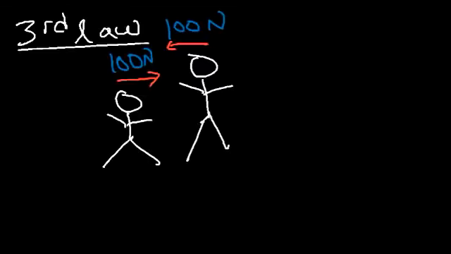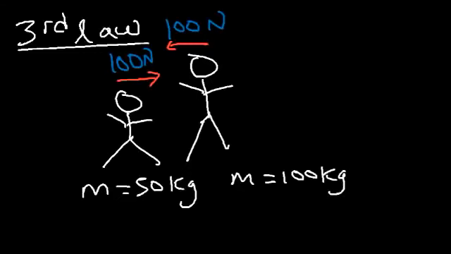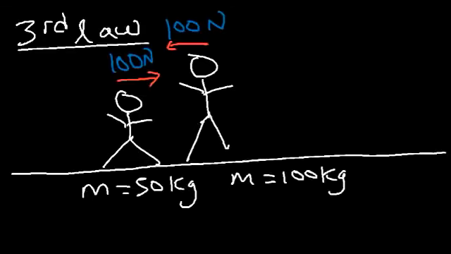Now, let's say the mass of the smaller person is 50 kilograms and the mass of the larger person is 100 kilograms. Who experiences the greater acceleration? And who's going to move further? Let's say they're on ice. So as each of these individuals pushes against the other, they're going to move apart. This person's going to move this way, the other person is going to move that way.